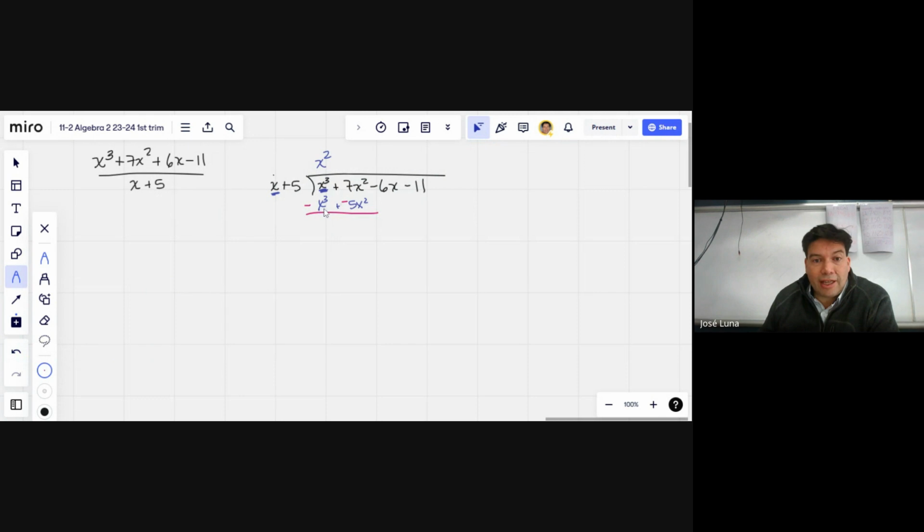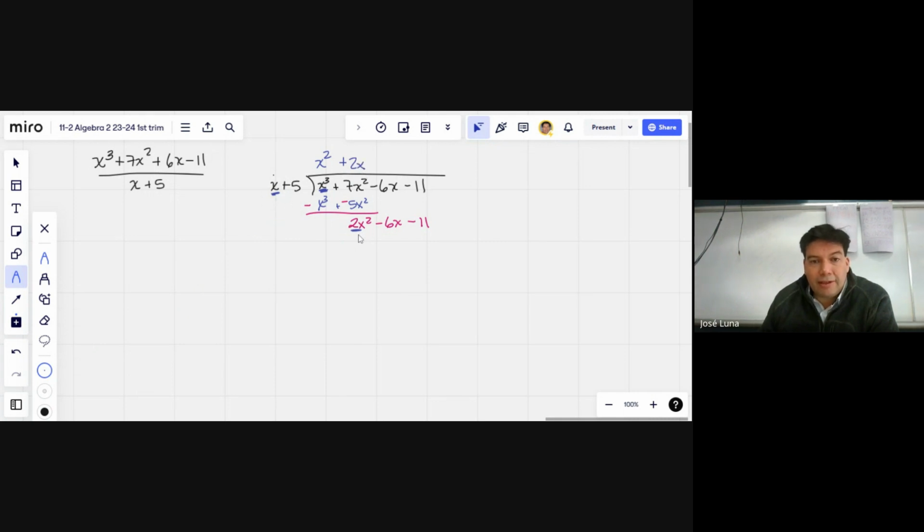X cubed plus negative x cubed cancels. 7x squared plus negative 5x squared is 2x squared. And you bring down the next ones, minus 6x minus 11. And then we go back to the beginning. What times x is 2x squared? So that happens to be 2x.